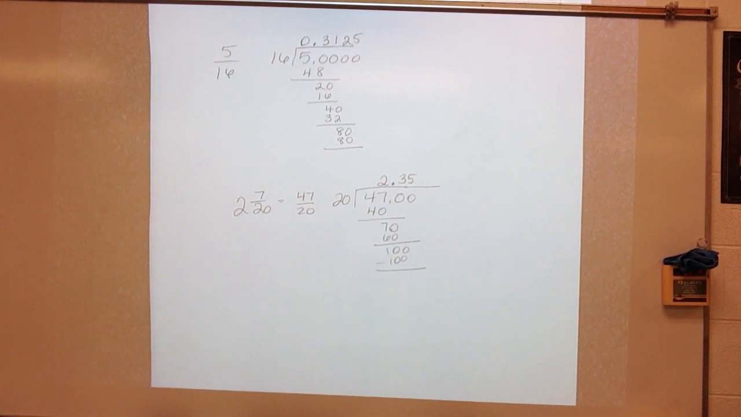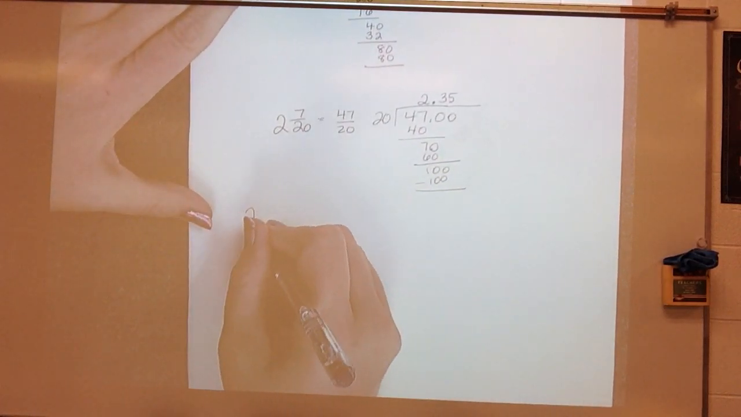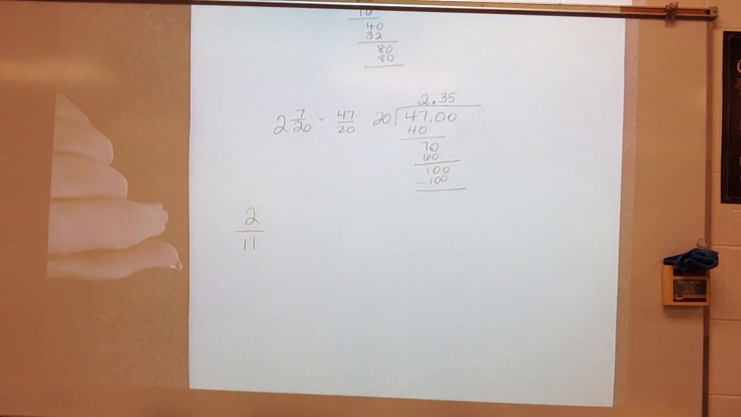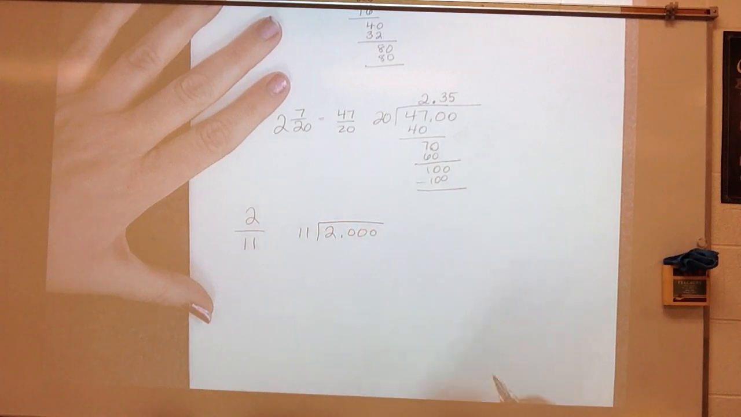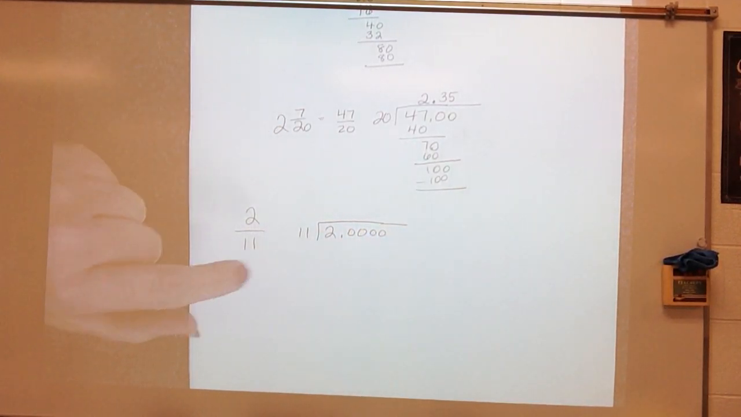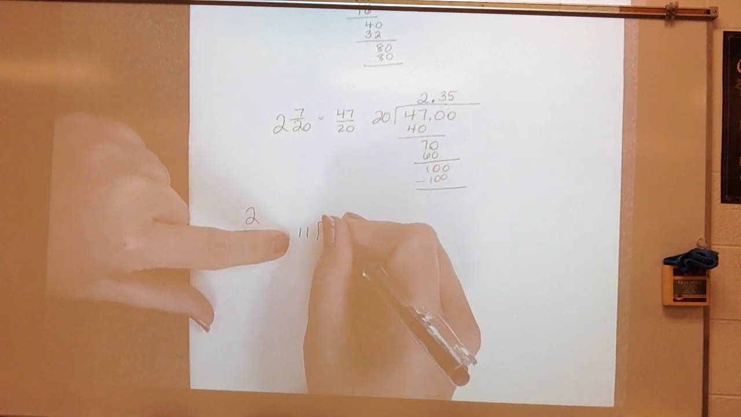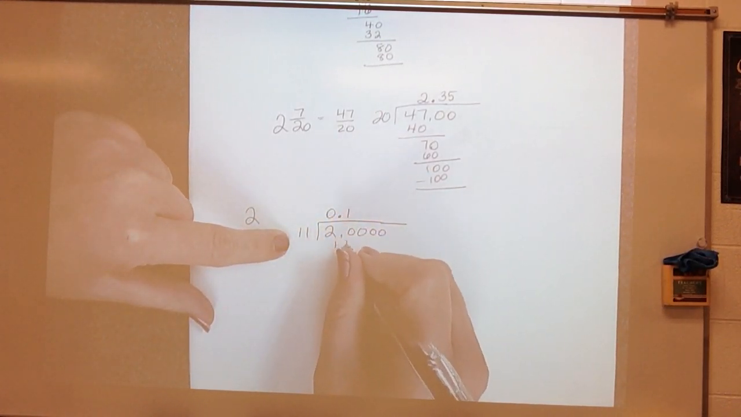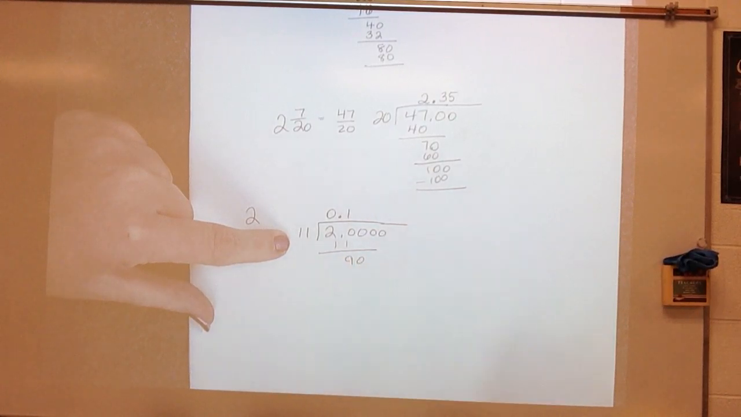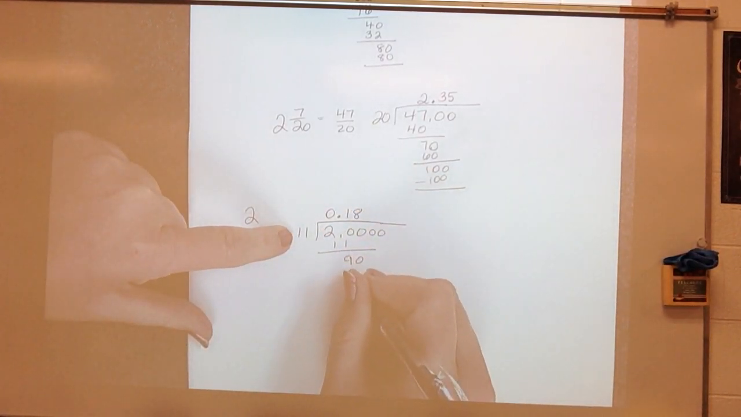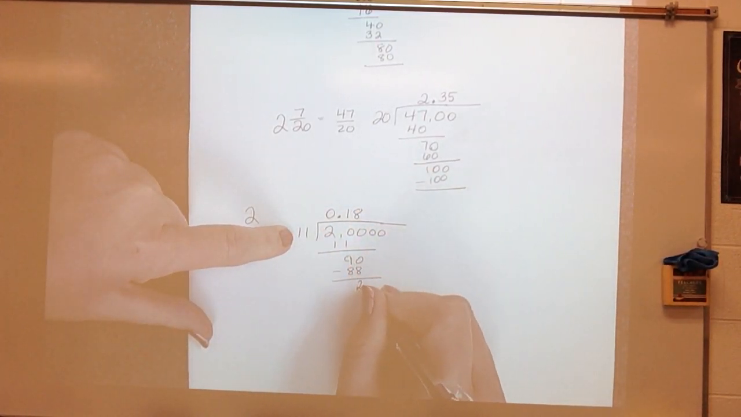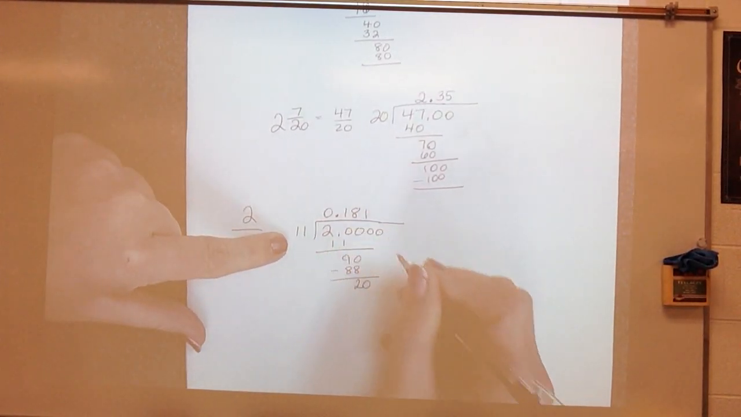All right. Now let's look at this next one. 2/11. Same thing. If I want to turn a fraction into a decimal, I'm going to divide. All right, so 2 divided by 11. I'm going to go ahead and add some zeros. 11 won't go into 2, but it will go into 20 1 time. Subtract. 9, bring down my 0. 11 goes into 90 8 times, which is 88. Subtract.